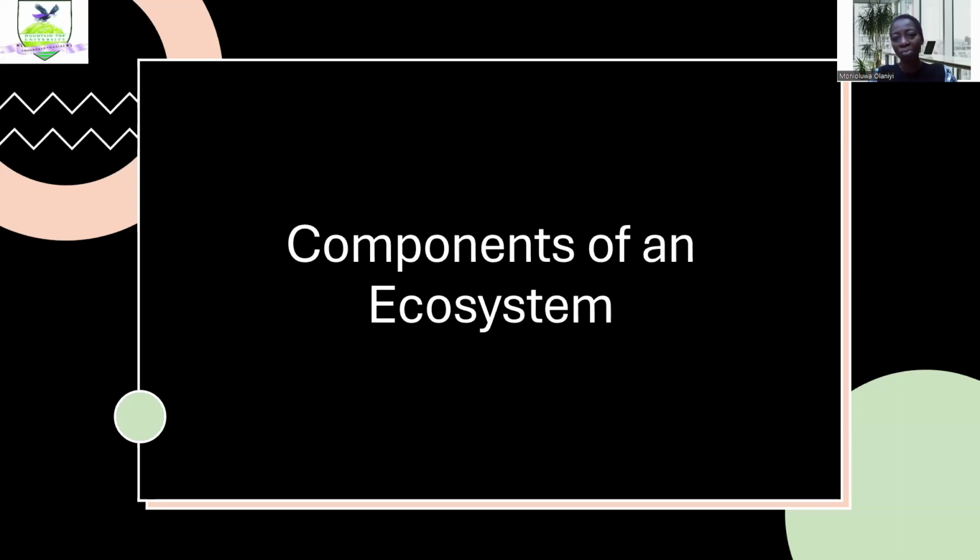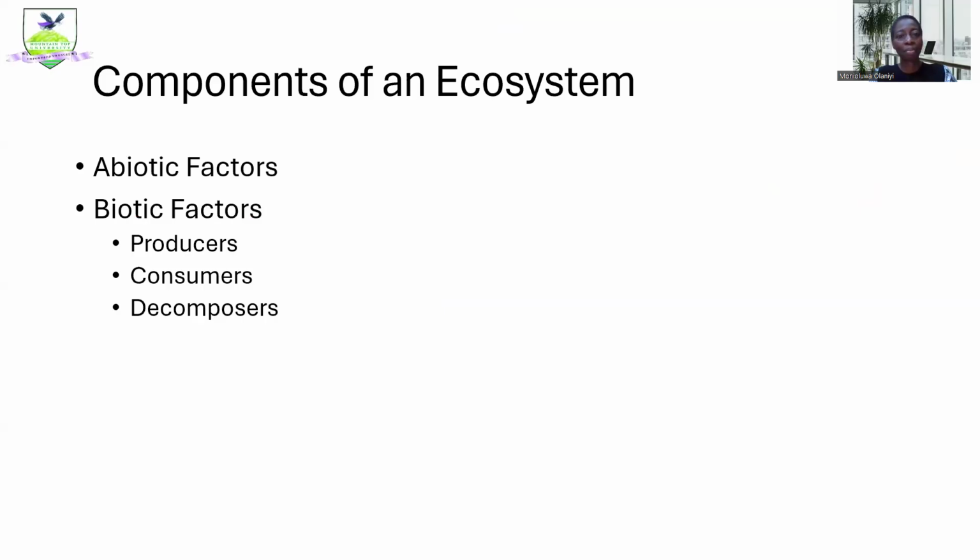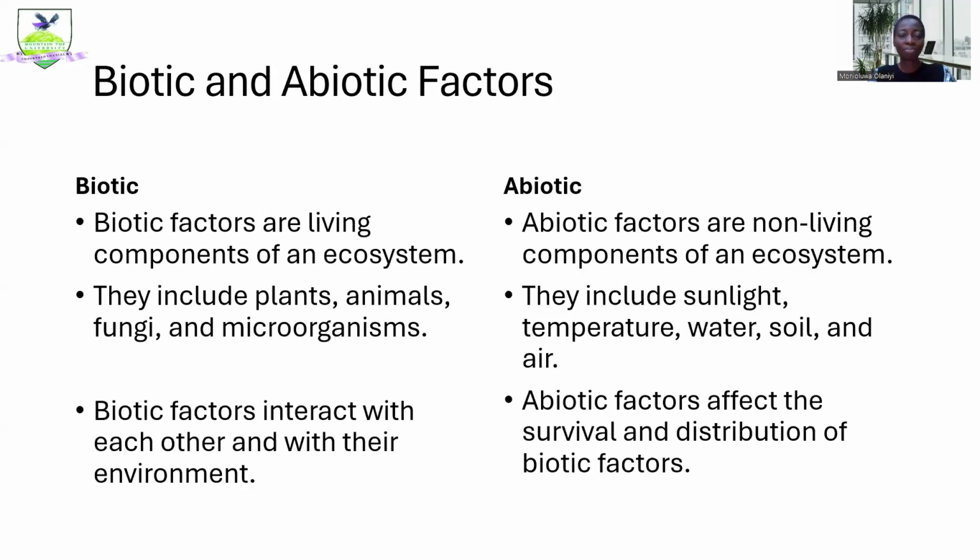What are the components of an ecosystem? An ecosystem can be said to have broadly abiotic factors and biotic factors. Biotic factors are living organisms of the system, while the abiotic factors are the non-living part. Biotic factors can be classified as producers, consumers, or decomposers. Let's take a closer look at the two categories of factors: biotic and abiotic factors.